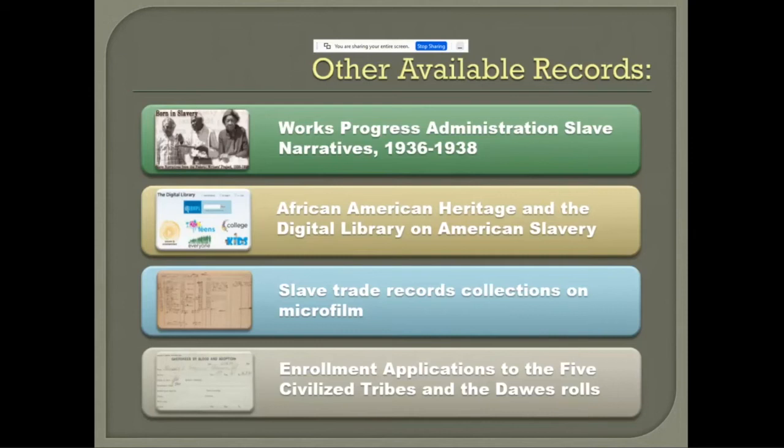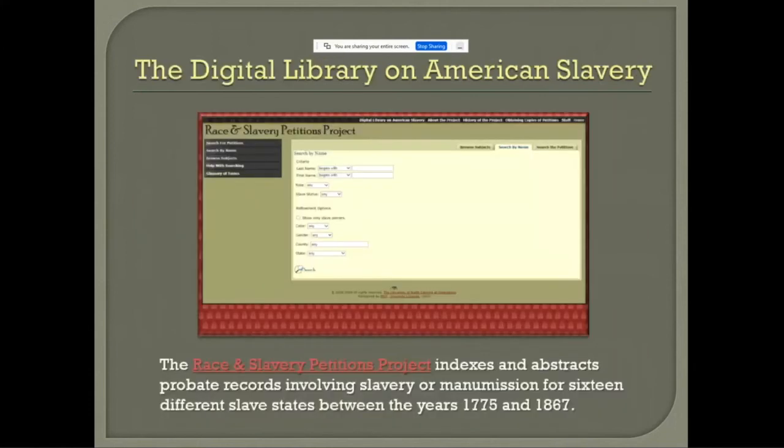We have a selection in our digital library. If you look in the digital library, there's a category by subject, African American, and genealogy. And then there's slave trade records and collections on microfilm. Those are difficult to use. That's for another day to go into depth on how to use those. And then also enrollment applications for the 5 civilized tribes, the Dawes Rolls, which are for Native Americans, but there's a lot of intermarrying going on. So you might be able to find an African American ancestor on the Dawes Rolls if they married into a Native American family.